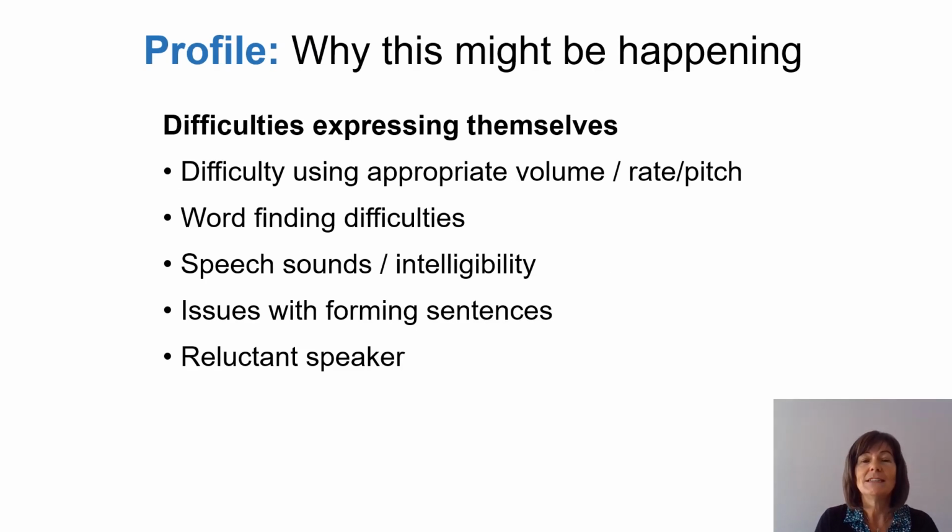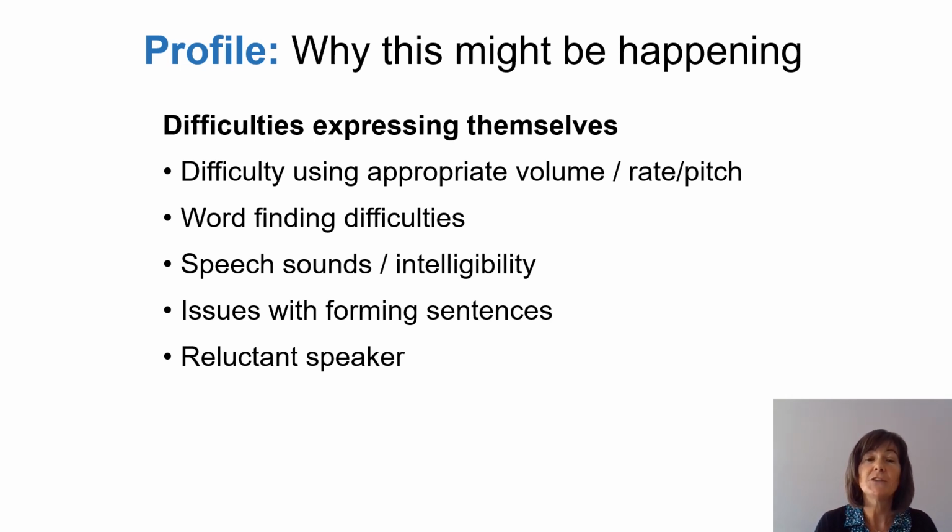Some children may have difficulty using the appropriate volume or rate or pitch, and this could be for a variety of reasons. Some may be unaware that they're speaking too loudly and how that could be affecting other people around them. Some people might be speaking very quietly and not able to raise their voices. Some children may have a motor problem, so they're unable to regulate their level of pitch or the rate that they speak. Some children may have word finding difficulties, so they know what they're trying to say, but they just can't find the word to describe things properly.